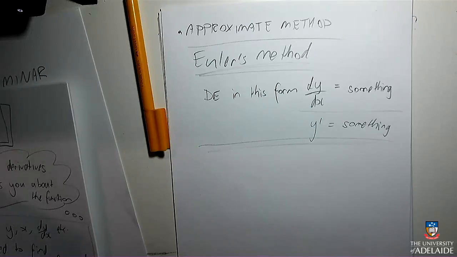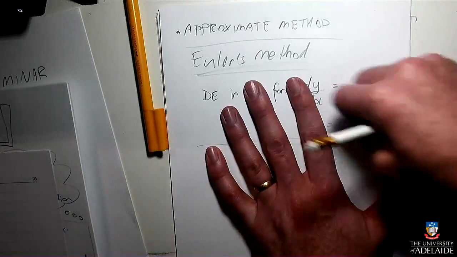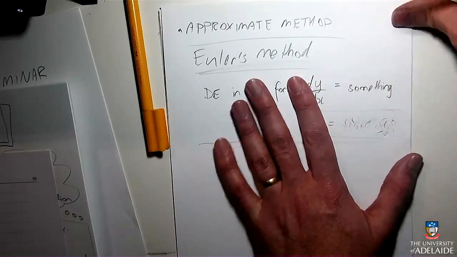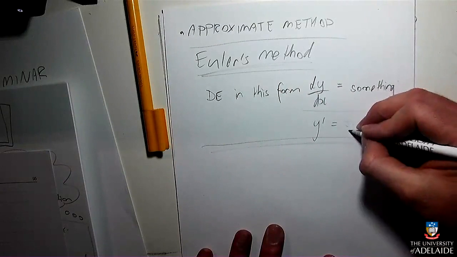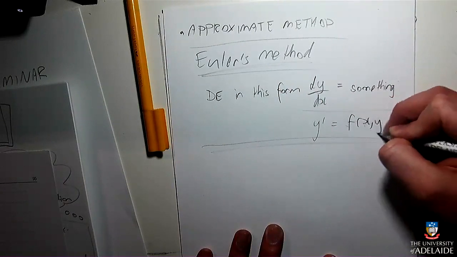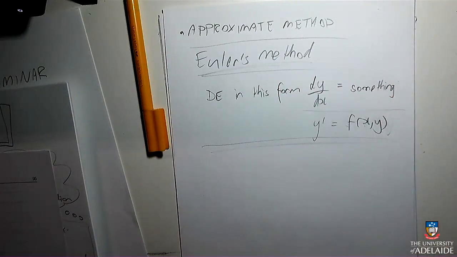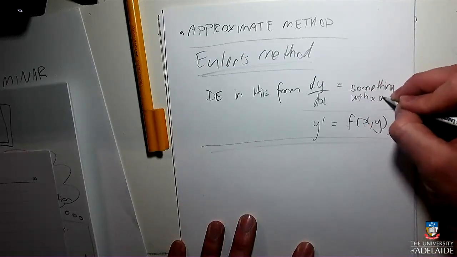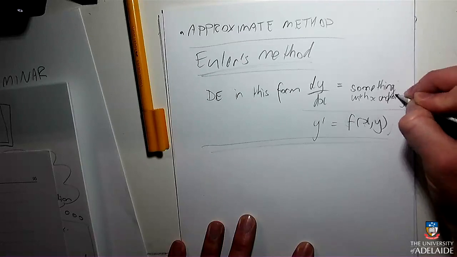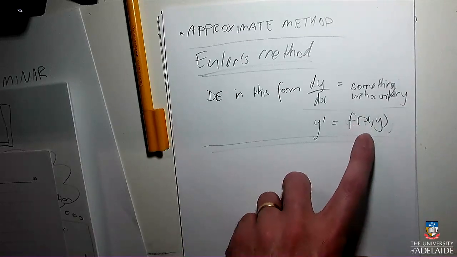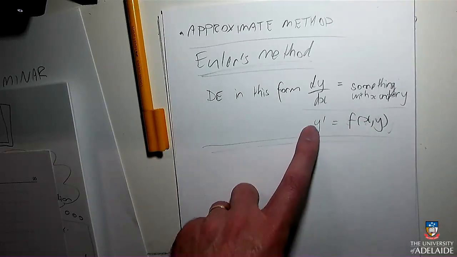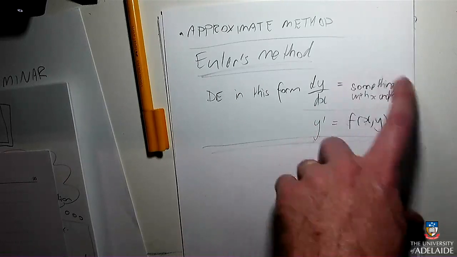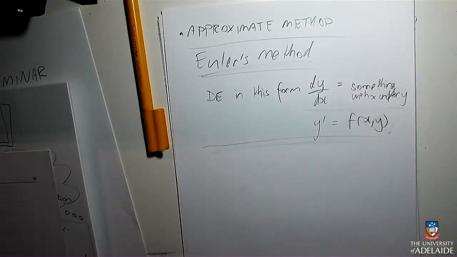In past courses, this something is allowed to have both x's and y's in it. So this something is some function of both x and y. Something with x and or y. So this f is not the same as y. This f is the name of this formula here, whatever that formula is.